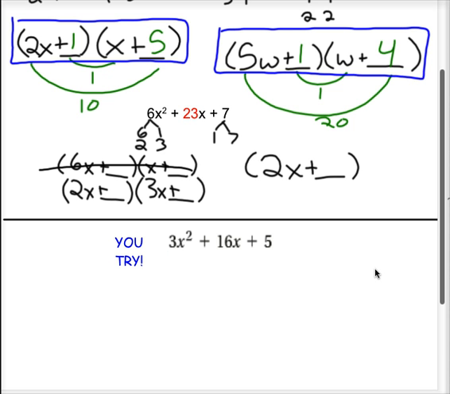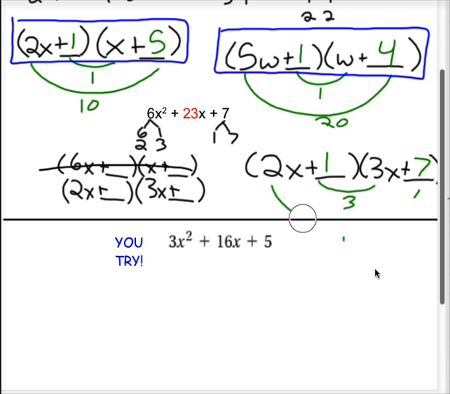2x plus a number, 3x plus a number. So we know that's going to be the basic structure we're looking for this time. So let's start plopping in numbers and seeing how this goes. Let's try 1 and 7. So connect those to get 14. Connect those to get 3. That's only adding up to 17.